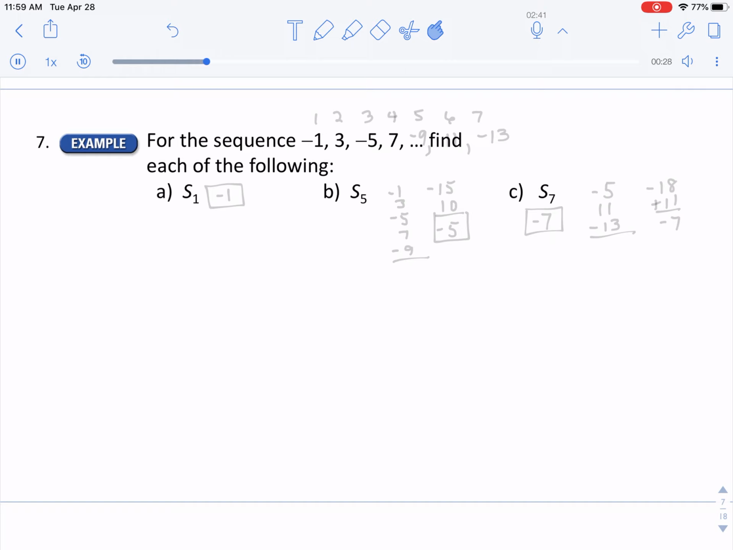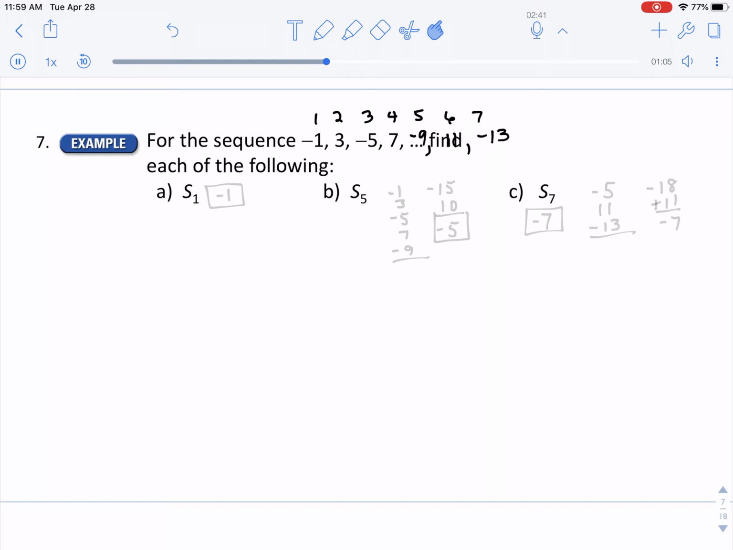So first of all, let's go up here to the top. The -1 is the first term, the 3 is the second term, the -5 is the third term, the 7 is the fourth term. I'm going to need the 5th term, the 6th term, and the 7th term to be able to do all 3 of these problems. Now, let's see. This is an alternating sequence. We've got negative, positive, negative, positive, and then it's 1, 3, 5, 7. So the 5th term is going to be a -9. And the 6th term is going to be a +11, and the 7th term is going to be a -13. So I'm going to do that first.